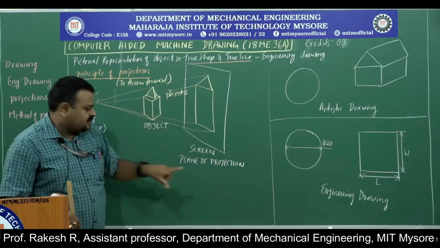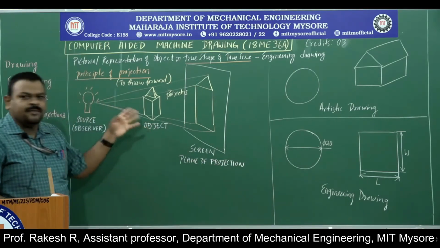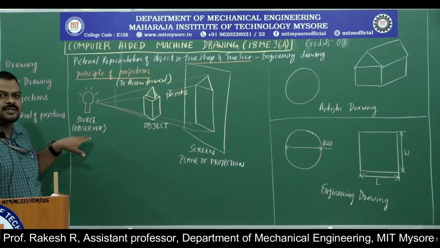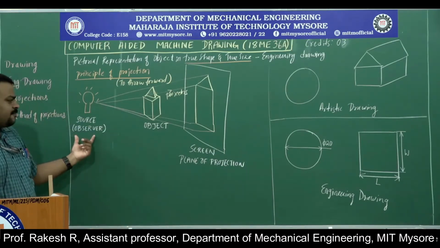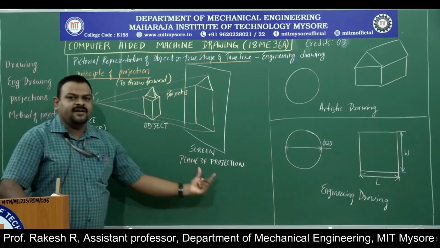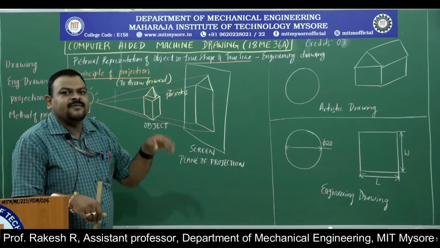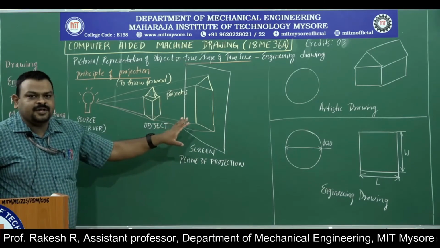In engineering terms, that screen is called the plane of projection. The object, we call it the object only. The light or source, we call it the observer. So the convention for engineering drawing is observer, object, and plane of projection. Based on this, we will classify into several angles of projection. This is one principle of projection.